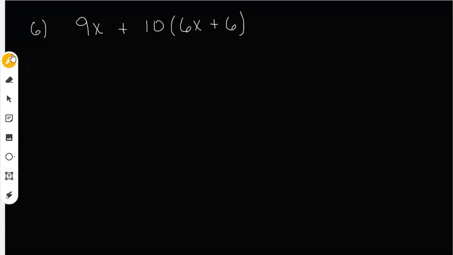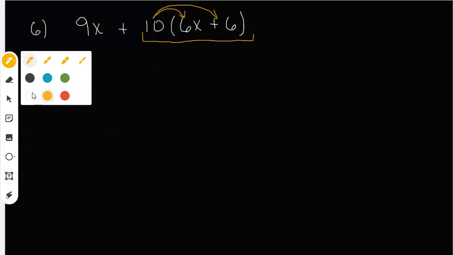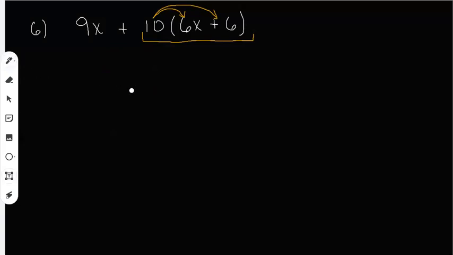Notice that I have a 10 on the outside. That's important because that's going to tell me to do the distributive property. So I'm going to take that 10 and multiply it by everything that's on the inside. Right? So let's do that.